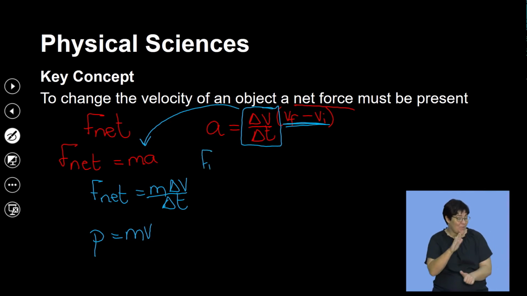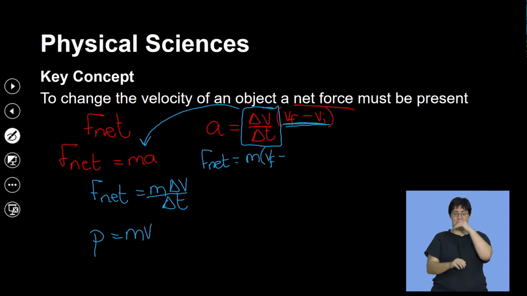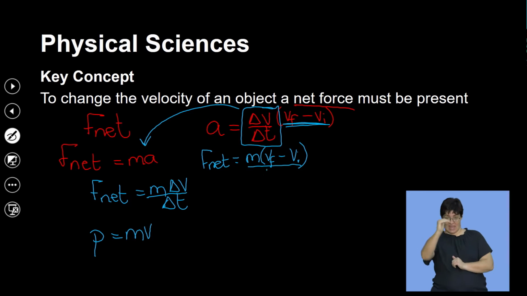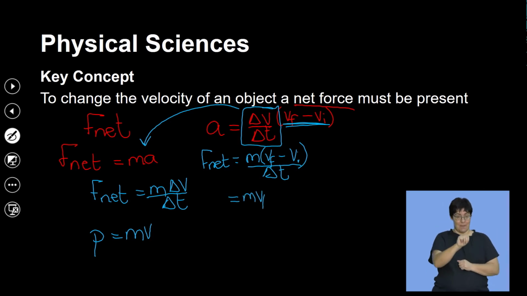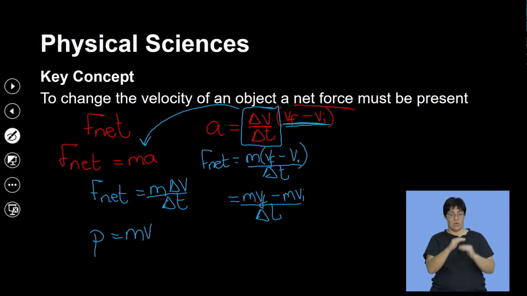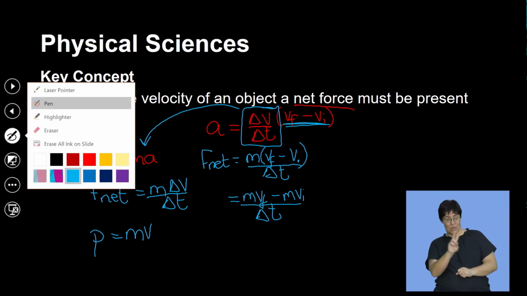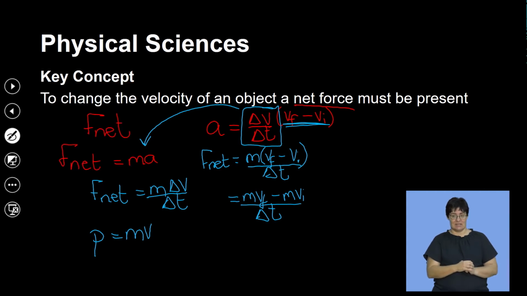So F net is equal to m (VF minus VI) over delta T. All right, I hope you haven't lost any of you. I'm going to multiply the m in. Okay, so mVF minus mVI. Oh, now I'm hoping some light bulbs are going off, because if we look at this, okay, let's use one.